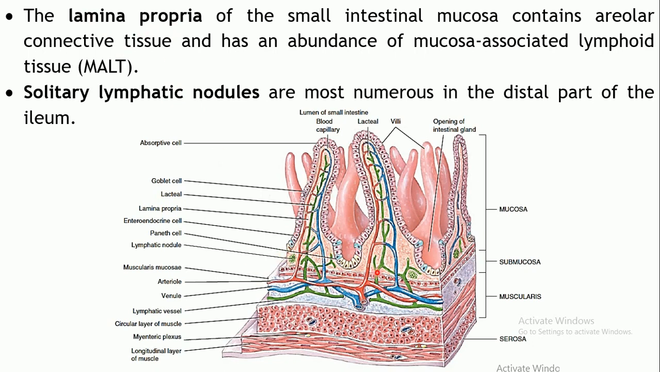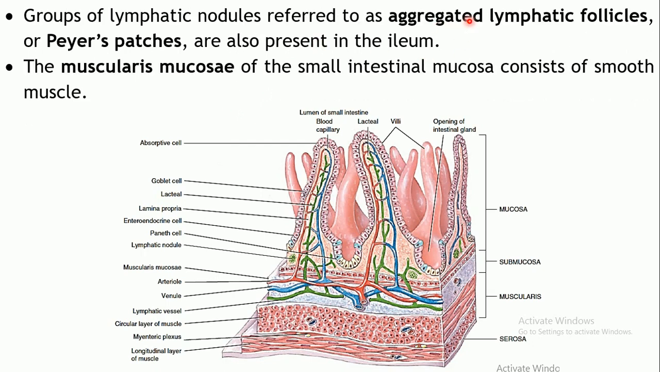This is the one. Okay, so this layer comprises areolar connective tissue, and it also comprises lymphatic tissues, which may be present in the form of mucosa associated lymphoid tissue, as it is known. These may be present in two forms. They may be either solitary lymphatic nodules, or they may be in the form of aggregated lymphatic follicles. A group of lymphatic nodules may also be present. These are also called Peyer's patches.